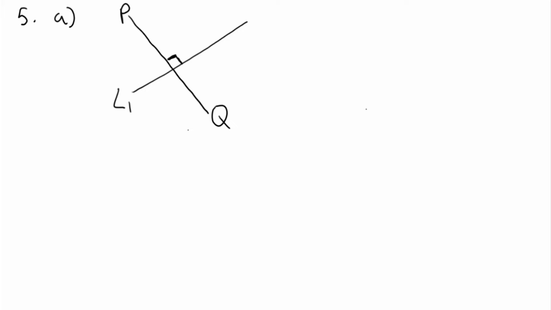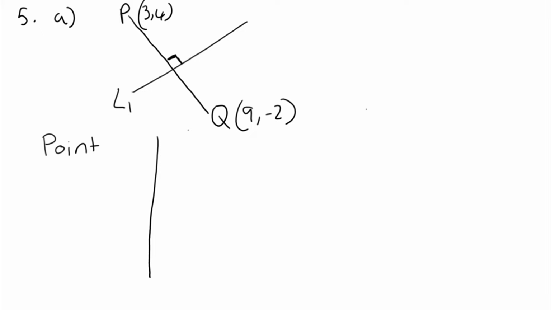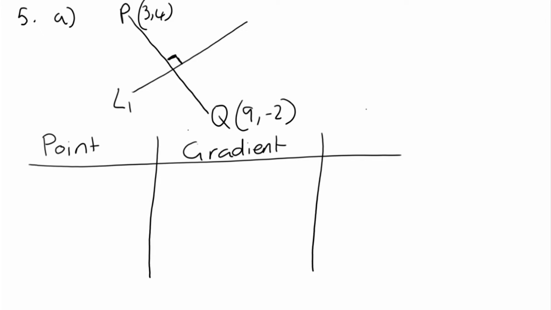So we know P is (3, 4). We know Q is (9, -2). So we want to find the equation, and this is where we'll use the point-gradient equation. The point will be your midpoint. The gradient is going to be a perpendicular gradient of PQ, and then we'll go and find our equation after that.